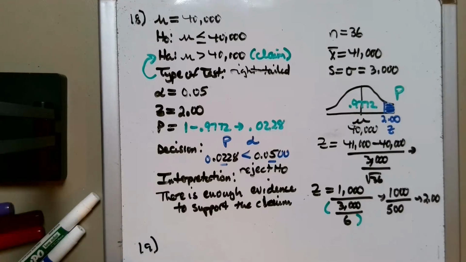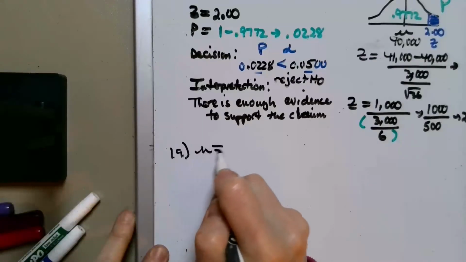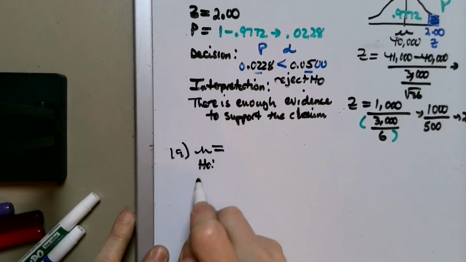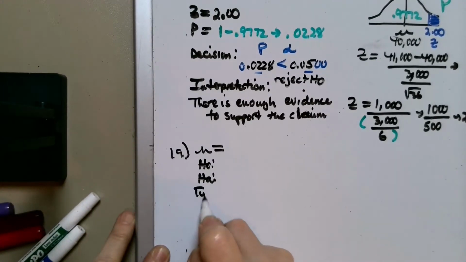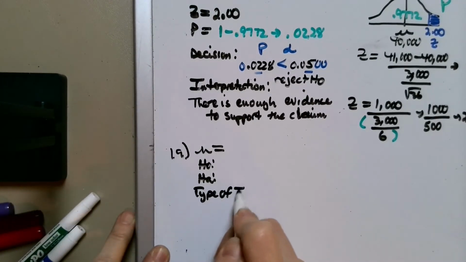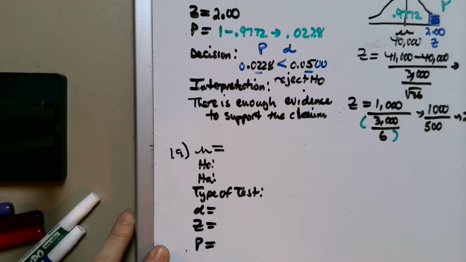All right, so going to number 19, again a hypothesis test. So I'm going to write out all of these variables: mu equals, H sub 0, H sub A, type of test, alpha equals, z equals, p equals, decision, interpretation.